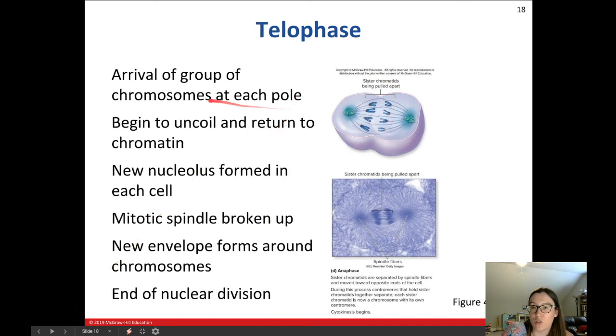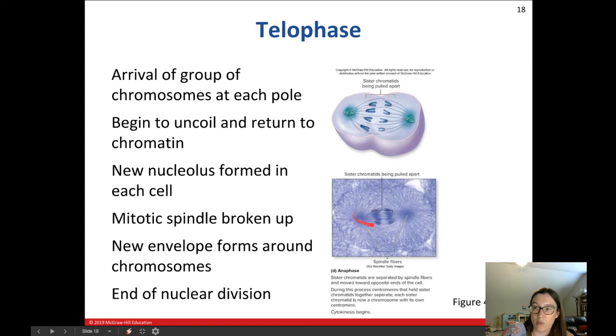Telophase happens when the chromosomes arrive at each pole. They're going to begin to uncoil and form chromatin again, and a new nucleolus and a new nuclear envelope are formed. Once the chromosomes arrive at each pole, we don't need to pull them anymore, so the spindle fibers start breaking up and dissolving. The microtubules don't need to be connected anymore.